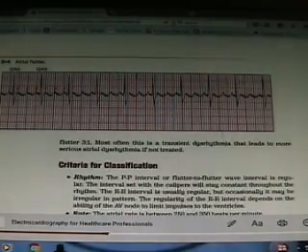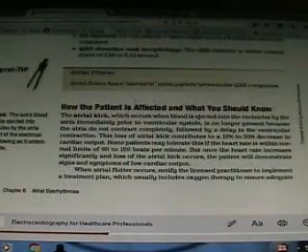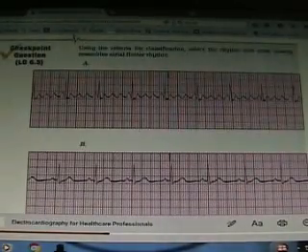And the atrial. Now, flutter. Can you tell the difference? Which one's atrial flutter?